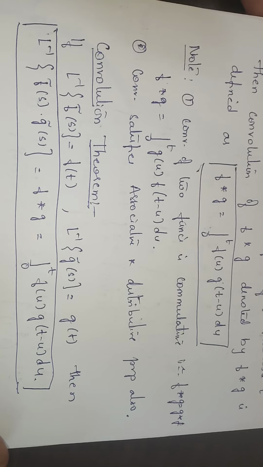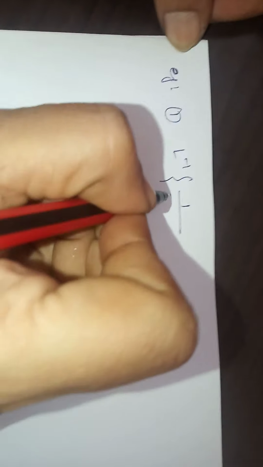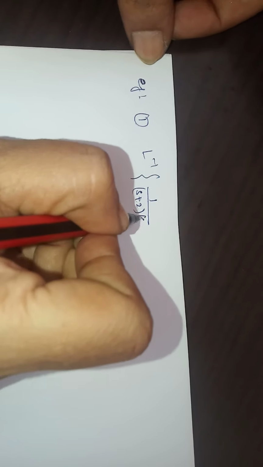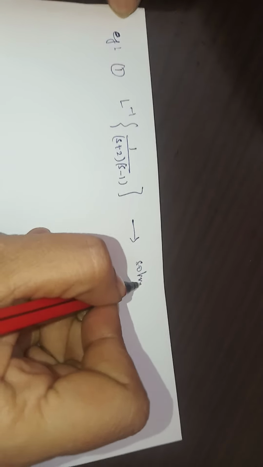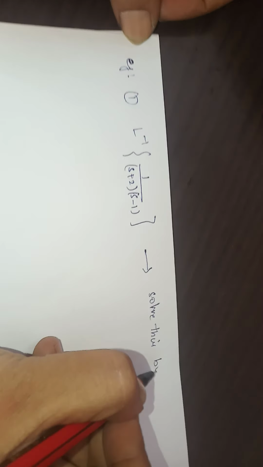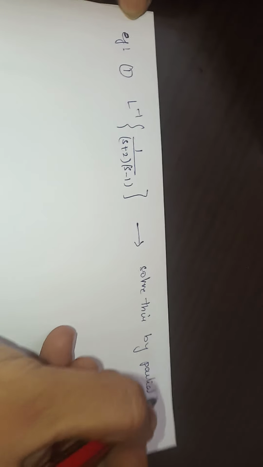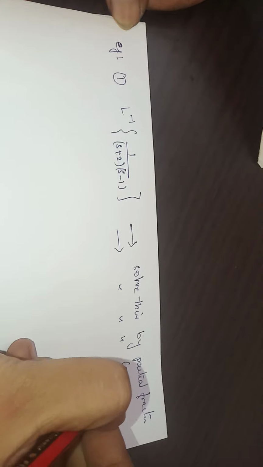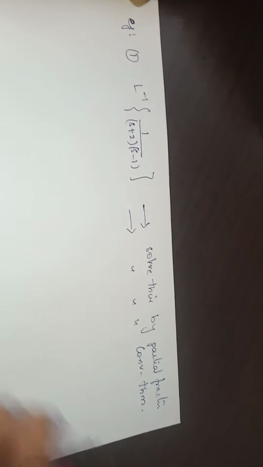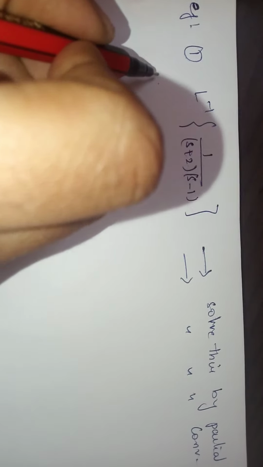Some examples based on this theorem. Example: find the Laplace inverse of 1 by (s plus 2) into (s minus 1). Remember that you can solve this by partial fractions and also by the convolution theorem. If the question asks you to apply the convolution theorem, then you should not do it by partial fractions. So by the convolution theorem, first we have to select two functions.